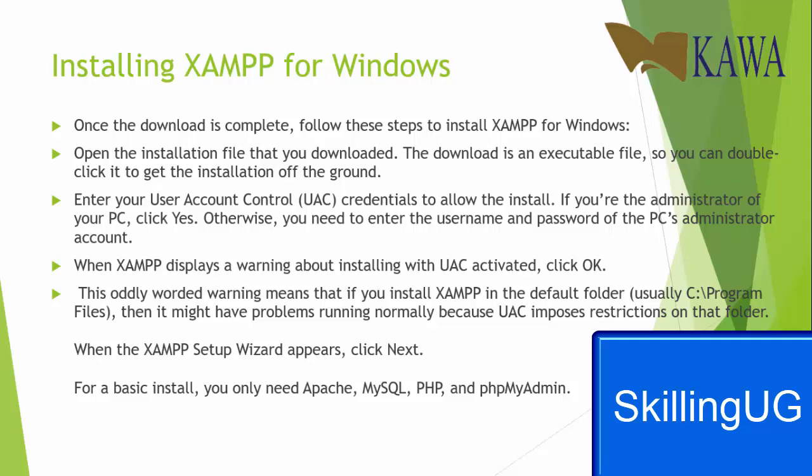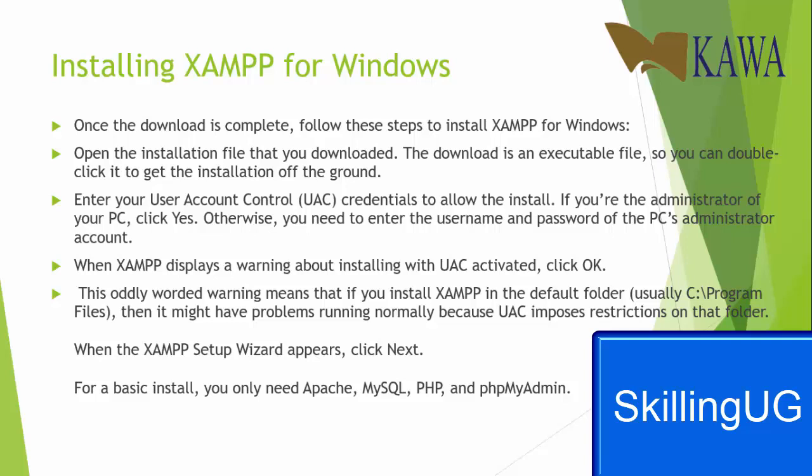It will display a warning message. Are you sure you want to install this application? Yes. Click OK. This warning means that if we install XAMPP in the default folder, C Program Files, it might have problems, but it will choose where it prefers. So don't worry about this. For the program itself, it will choose its path, so you don't need to worry about that.